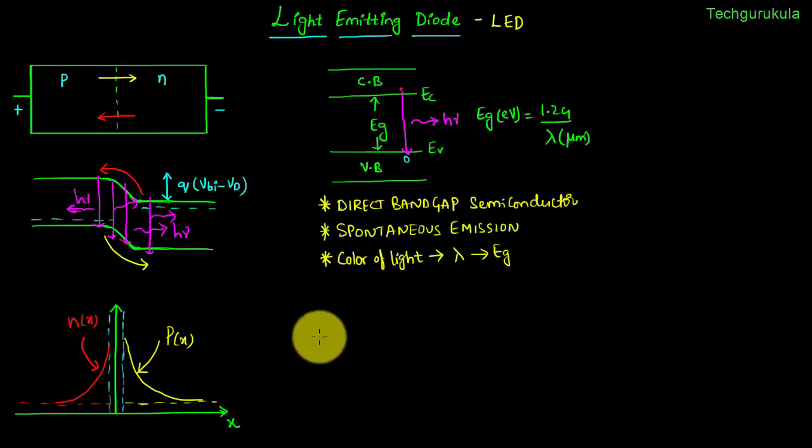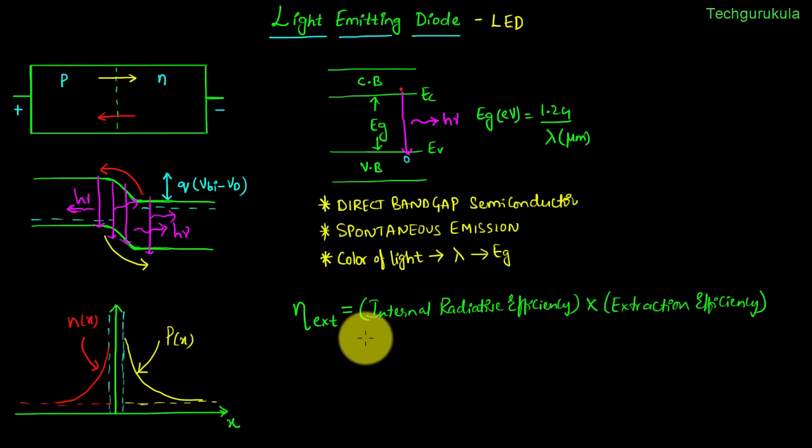Now we will discuss one important parameter in light emitting diodes, the external efficiency, eta ext. External efficiency tells us how many photons came out of the PN junction diode to the external world with respect to how many electron holes have actually recombined. Eta external can be written as internal radiative efficiency times extraction efficiency. Internal radiative efficiency tells us, out of all the electron hole pair recombinations, what percentage of these recombinations were radiative in nature. Even though we are saying a direct bandgap semiconductor, not all the recombinations would be radiative in nature.